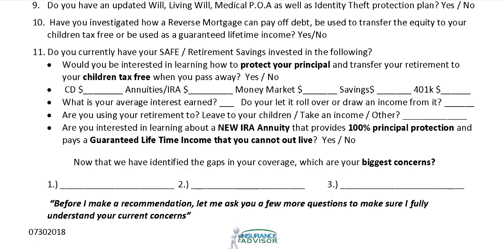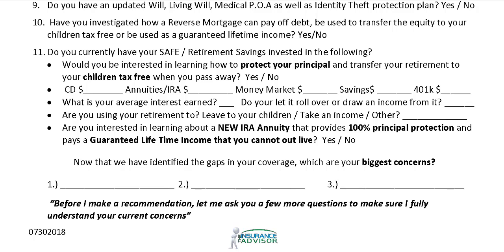The follow-up is, what is the average interest that you've earned? Most seniors don't even know that, so I want them to start thinking about that. Do you let it roll over, or do you draw an income from it? From your retirement nest egg, are you using that money to live off of, or are you saving that up to leave it to your kids? And that's what that follow-up question asked. Are you using your retirement to leave to your kids or to take an income or something else?